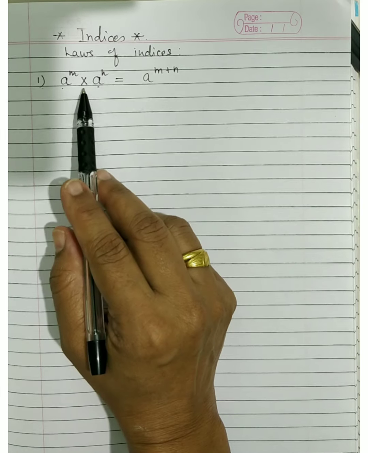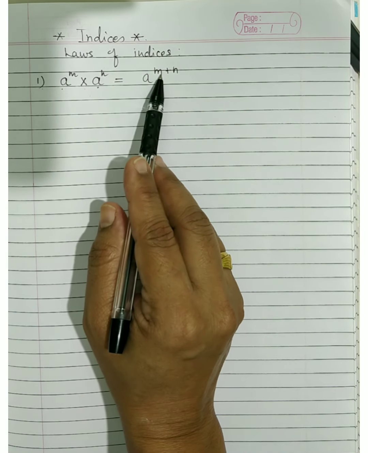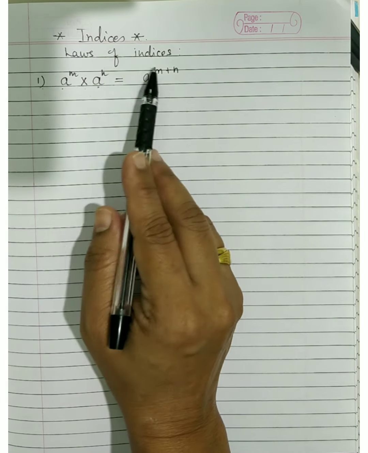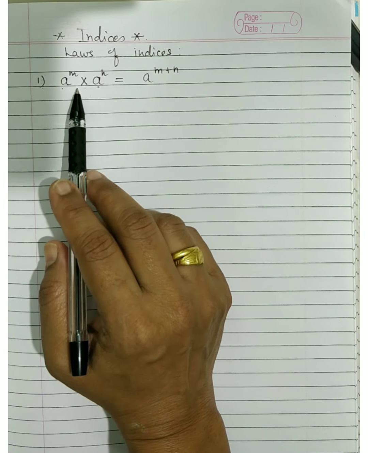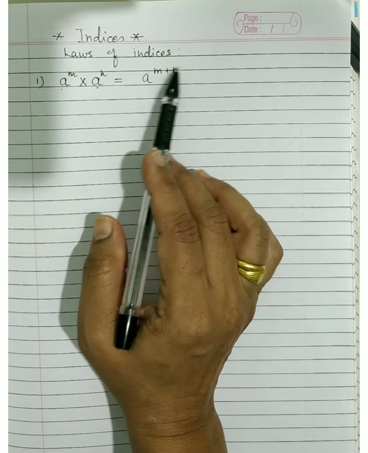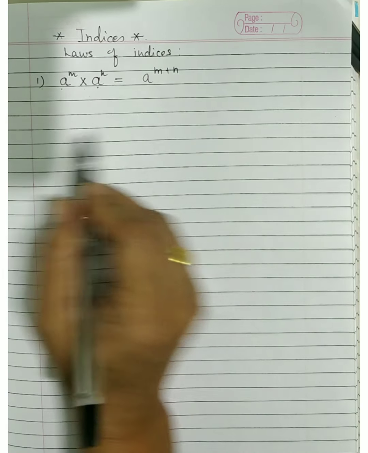Now the point to be noted is the operation is multiplication here and indices are getting added. Sometimes children jumble, they write a raised to m plus a raised to n, there isn't any such rule. And why are these mistakes taking place? Because you basically do not understand what the concept is here.